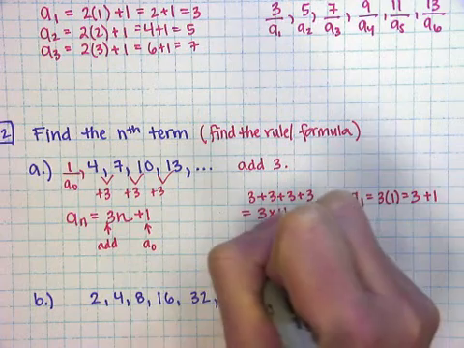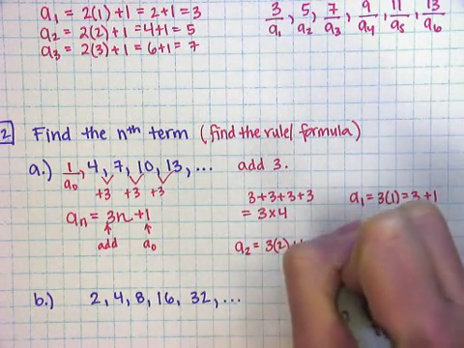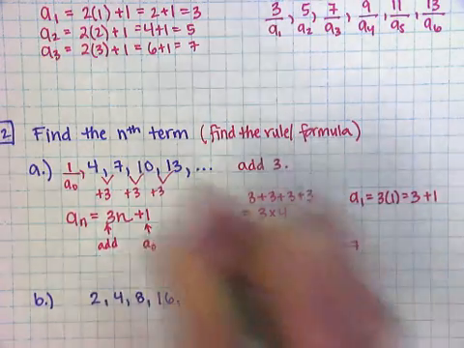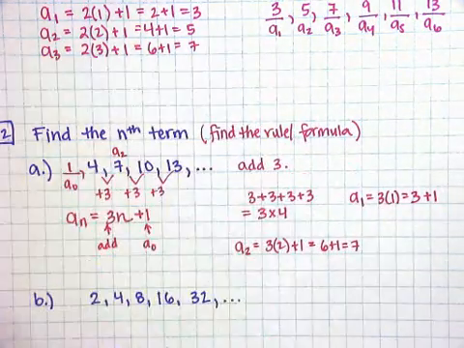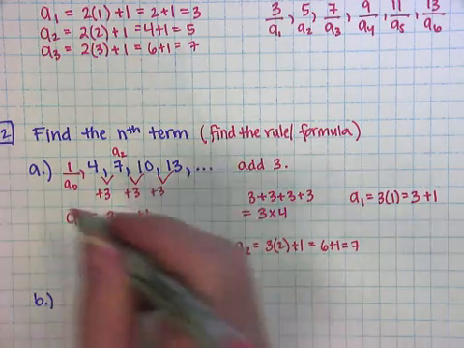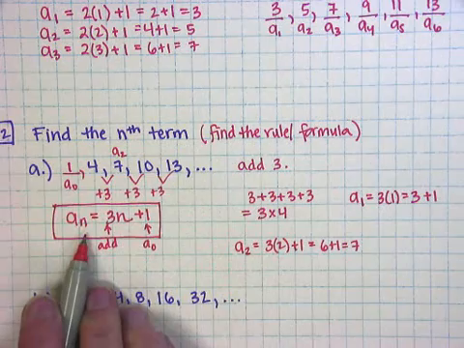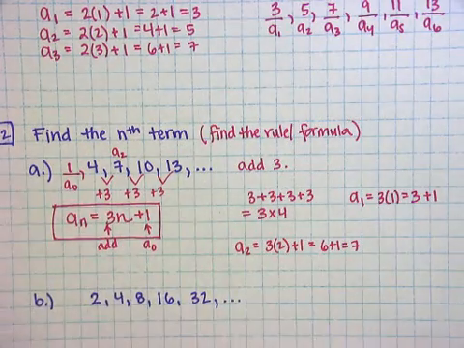For instance, if I find a sub 2, 3 times 2 plus 1, well that's 6 plus 1, which is 7, and sure enough, my a sub 2, my second number in my list that I'm given, is a 7, so it works. So this right here is the formula for the nth term.